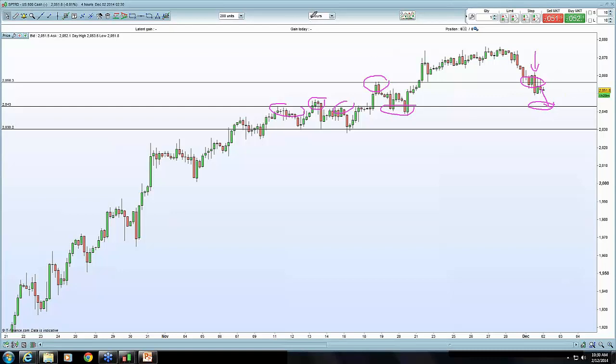But there's not much that we can infer from the daily chart. On the 4-hour chart it might be the start of a downtrend, but I'm more inclined to see where the support and resistance are, because overall the longer term chart is still bullish. So that's the S&P 500.